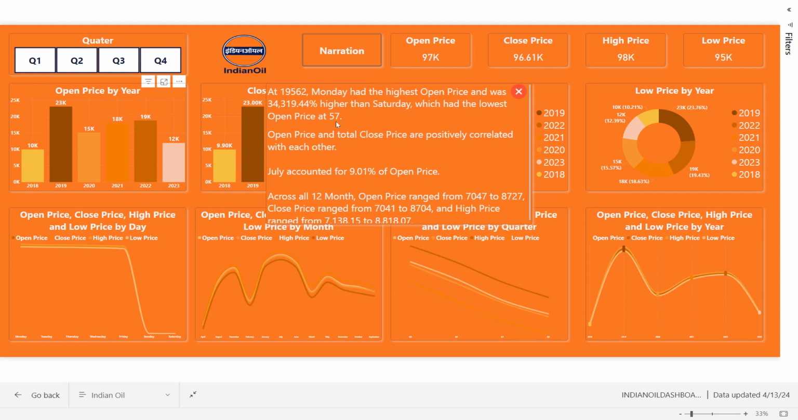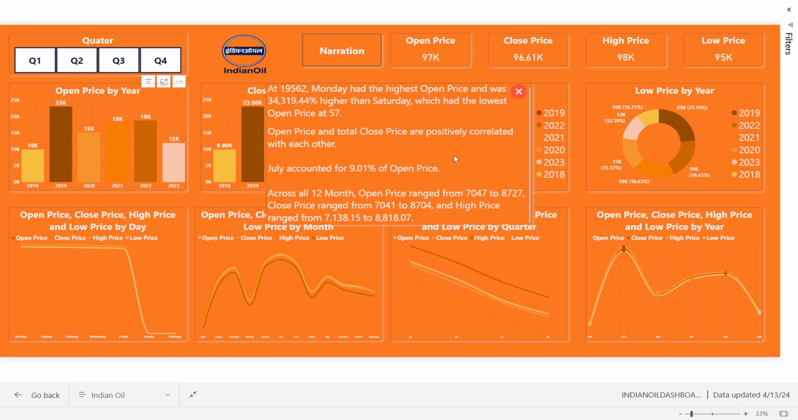July accounted for 9.01% of open price. Across all 12 months, open price ranged from 7,047 to 8,727. Close price ranged from 7,041 to 8,704. High price ranged from 7,138.15 to 8,818.07.